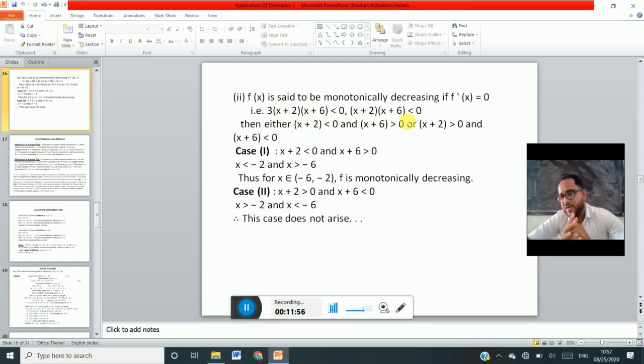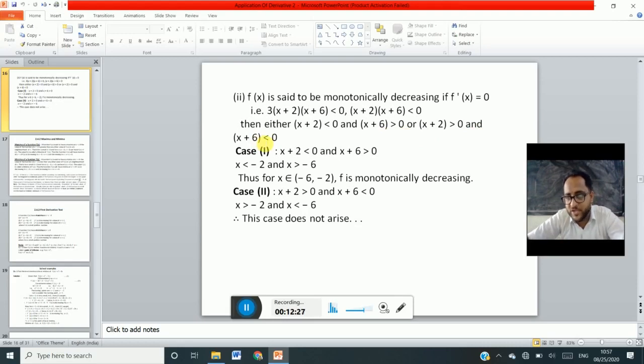Now, when the product of two factors is less than 0, either one of them is negative. Because if both are negative, then the product is positive, and if both are positive, then the product is positive, meaning greater than 0. But if one of them is negative, then the product is negative, that is, less than 0. Therefore either x plus 2 is less than 0 and x plus 6 is greater than 0, or x plus 2 is greater than 0 and x plus 6 is less than 0.